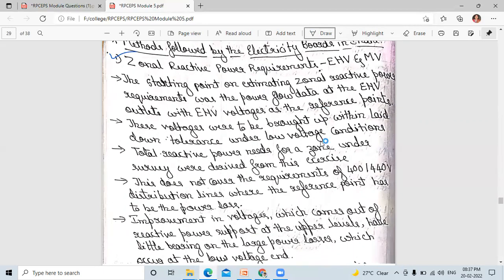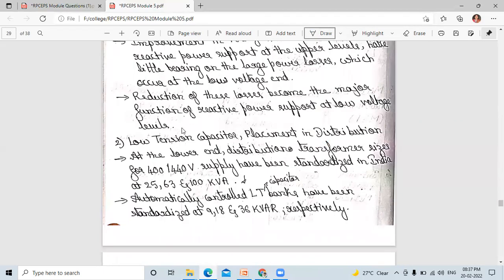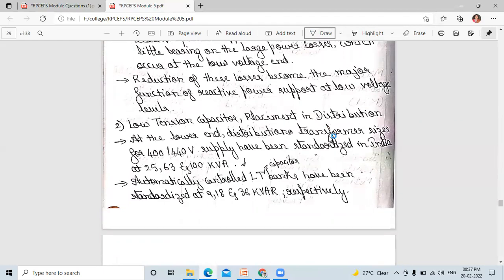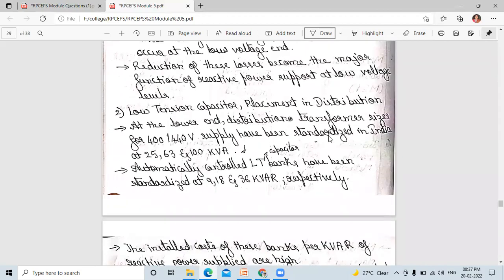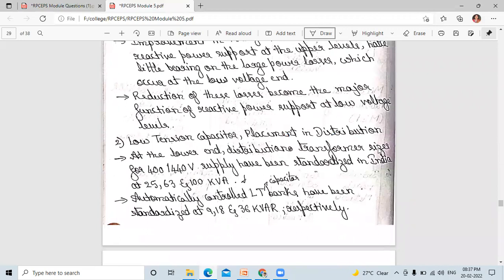And for the second point, you write related to that 7 points, and low tension capacitor placement in distribution. Some points related to the first topic and some points related to the second topic. If you write that, that's enough to get 10 marks. If they ask for 10 marks, write 5 points of each. If they ask for fewer marks, you write according to that.